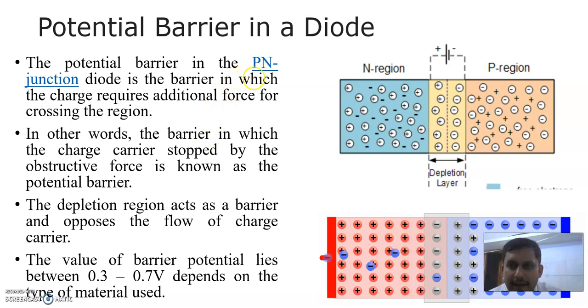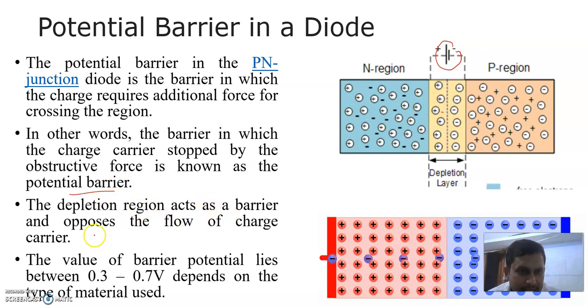Now, the potential barrier in the p-n junction diode is the barrier in which the charge requires additional force for crossing the region. In other words, the barrier in which the charge carrier is stopped by an obstructive force is known as the potential barrier. Due to the potential barrier, charge will not move from the n region to the p region. That's why its name is barrier, because it opposes the flow of electrons.